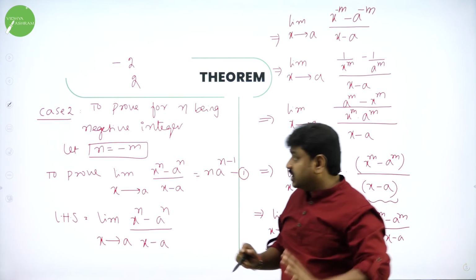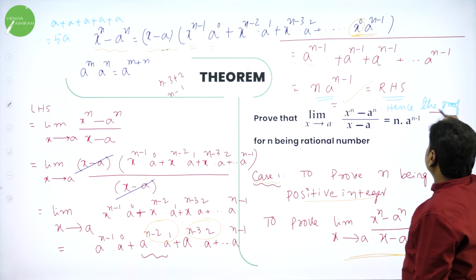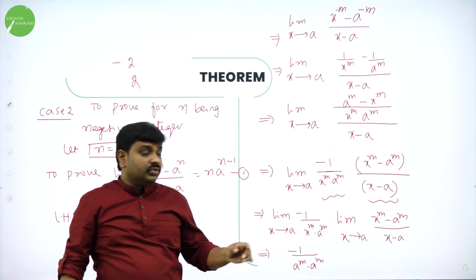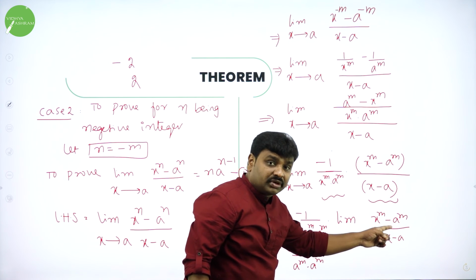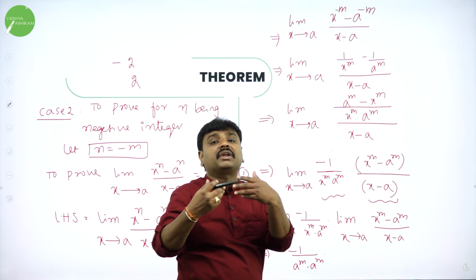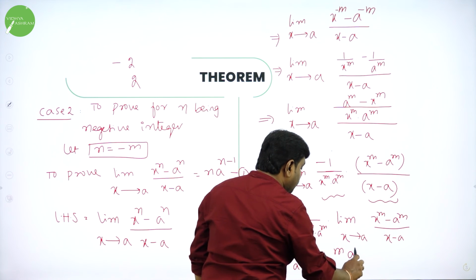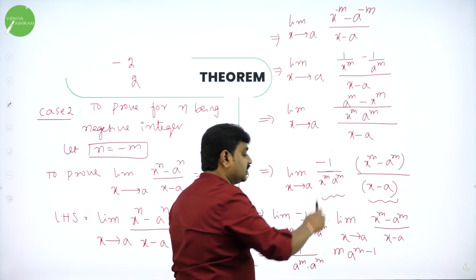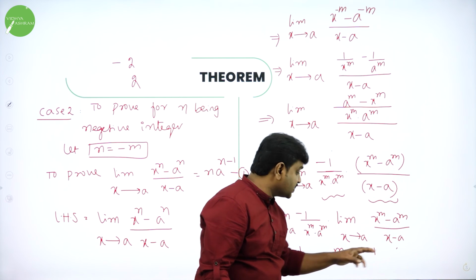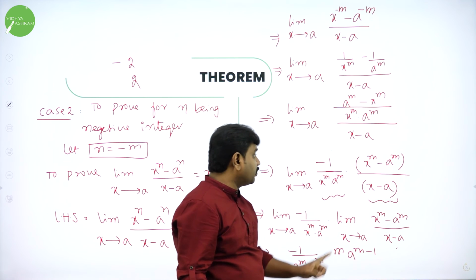So in my last case, if you refer to the last case, we proved the theorem is true for positive integers. So if the theorem is true for positive integers, now I got m, I don't have minus m now. This is a positive integer. For a positive integer, don't apply limit directly, you can apply the theorem. So by the theorem, this will become m into a power m minus 1. This you have to understand. Limit x tends to a, x power m minus a power m by x minus a can be written as m into a power m minus 1. In the place of n, I have m.